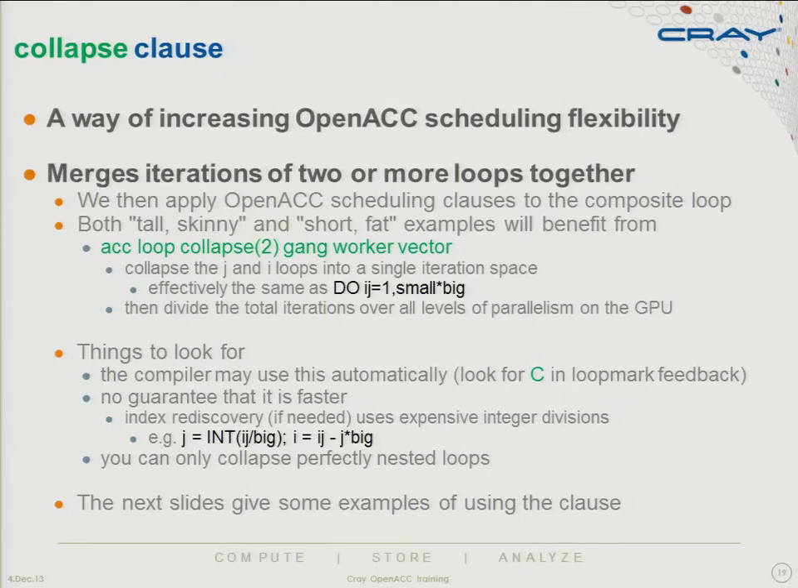The compiler often does this automatically. If you look in the .lst file, you'll sometimes see a capital C and a message about collapsing. There's no guarantee it's faster, so it's something that you try, and it will only work for perfectly nested loops. So it has to be do, do, do, end do, end do, end do. You can't have do, do, a bit of code, do, and then end do's at the end. It's got to be all the do's together, all the end do's together. I'm speaking Fortran here, but in C it's got to be for, for, for, and then close all the loops in one go.